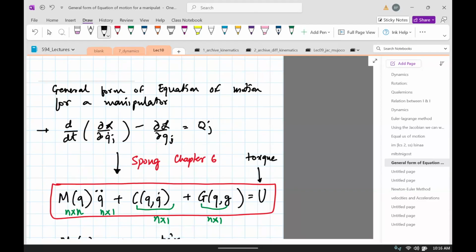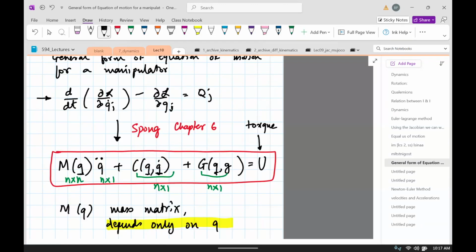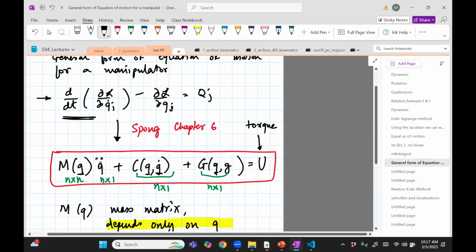So when we do this in SymPy, you will get lots of characters which will be the equations, right? And what you want to do is take that equation and write it in that form: M(q) q double dot plus C plus G(q) equals U. The best way to explain this is to look at the equations, and then I'll show you how to extract M, C, and G.